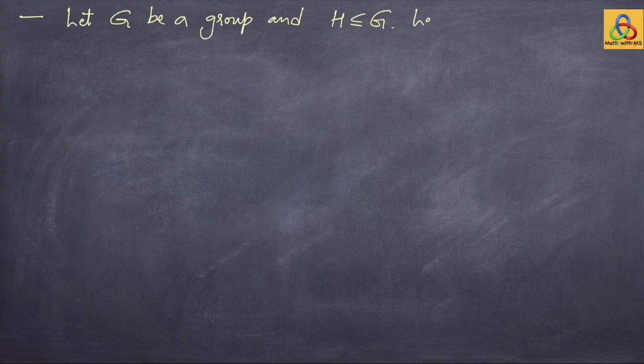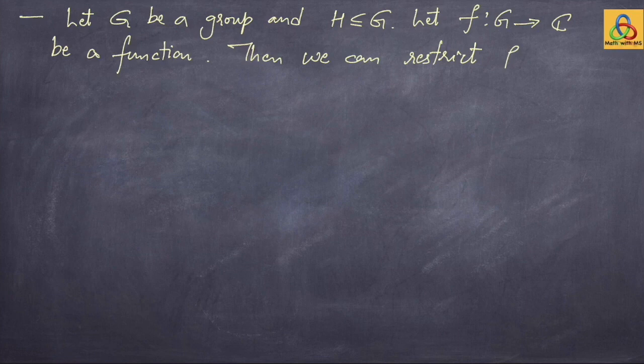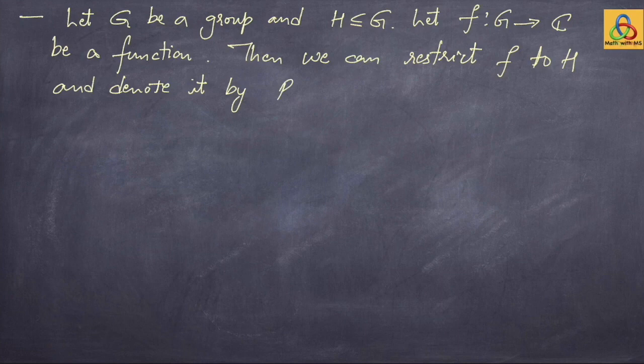Let G be a group and H a subgroup of the group G. Let F from G to C be a function, not necessarily class preserving. Then we can restrict this F to H, and denote it by the restriction of F from G to H.